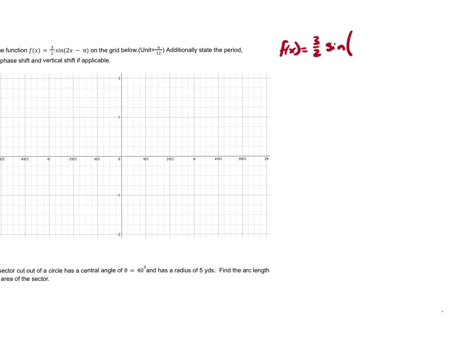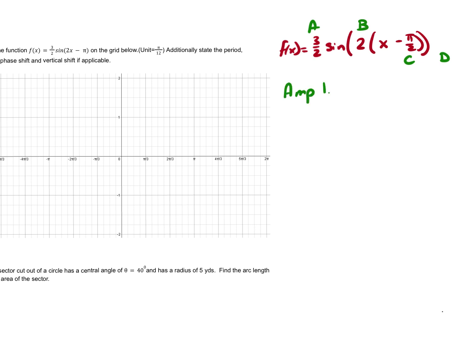So what I'm going to do is factor that 2 out and be left with x minus pi over 2. So all I'm going to do when I factor that 2 out is divide the number that was in our parentheses. That's how we factor out a number and leave a fraction. So why this is important is this is our A, this is our B, and this is our C. We have no D, we have no vertical shift, which is okay.